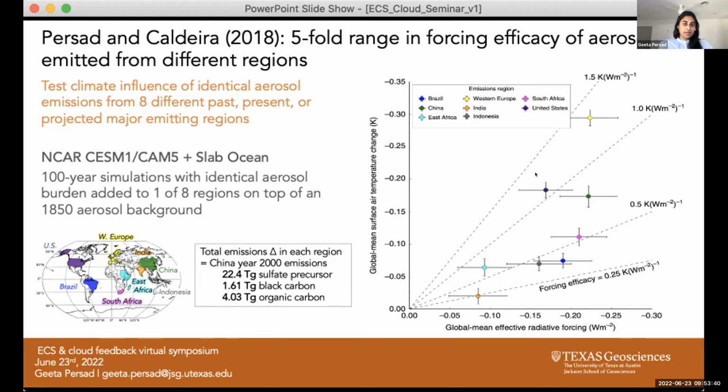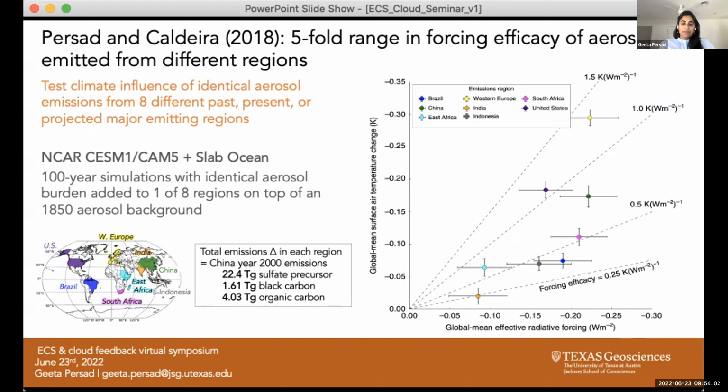And so you can see you get an order of magnitude difference in the temperature response and a smaller range in the radiative forcing response. But you get about a 5-fold difference in the efficacy of that forcing. So places like India have very low forcing efficacy, whereas places like Western Europe have very high forcing efficacy.